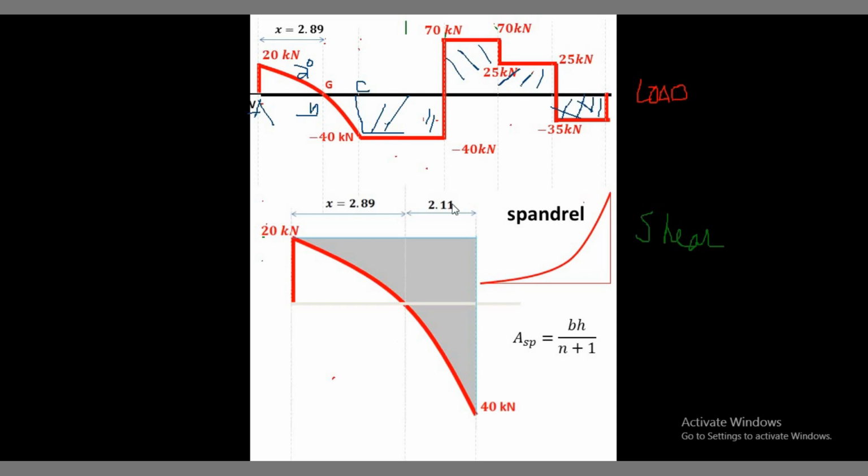Pero, dito kasi sa problem na to, ang area naman na kinukuha natin ay hindi yung kulay gray. Hindi yan yung area na gusto kong kunin. Ang gusto kong kunin na area ay yan, yung area 1 at saka yung area 2. Yan yung mga areas na kailangan ko para ma-drawing ko yung aking moment diagram. So, how will I get area 1 and area 2? Using spandrel.